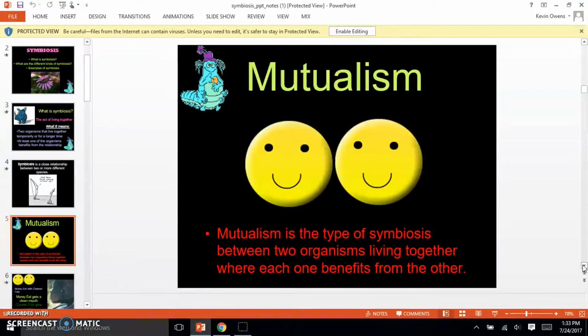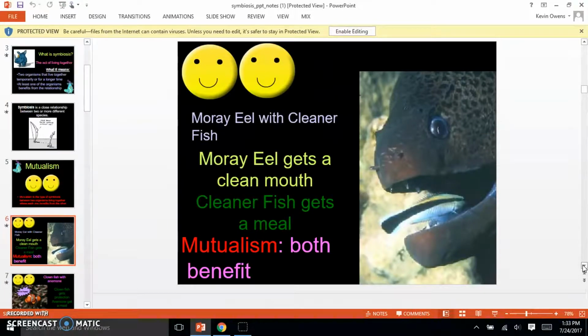Mutualism. This is a type of symbiosis between two organisms living together, in which each one benefits from the other, meaning that both are going to share in the relationship and benefit from it. Here's an example: the moray eel with the cleaner fish. The moray eel gets a clean mouth, the cleaner fish gets a meal. Both benefit.